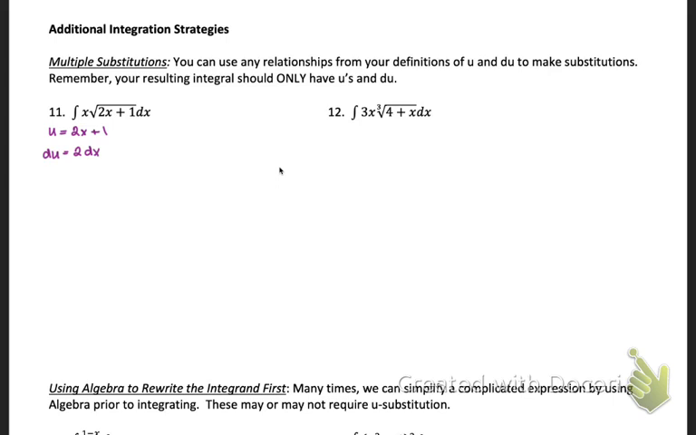Yes, that's right. Okay, now I can see I've got dx and dx. I need a 2. That's easy to take care of. I'll multiply by 2 and multiply by 1/2. That gets me my 2. U is 2x plus 1.